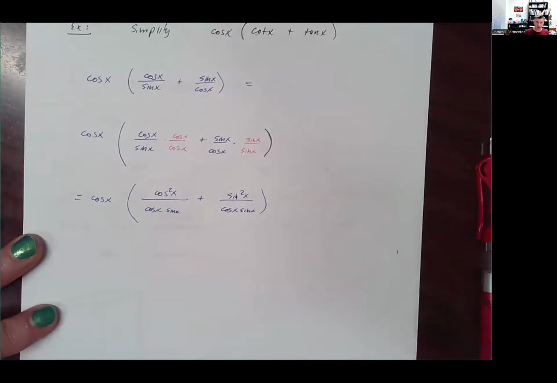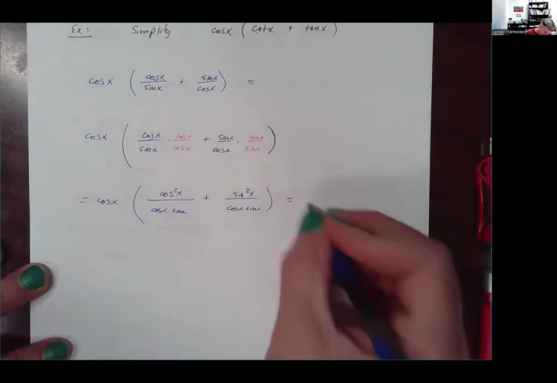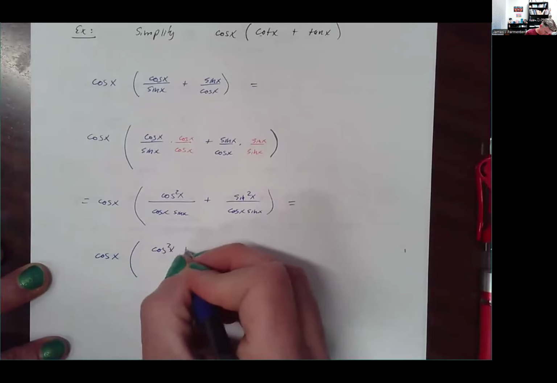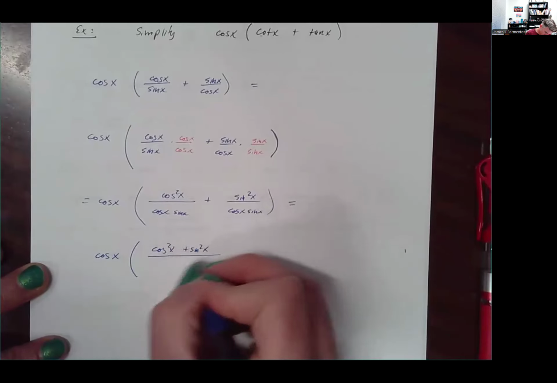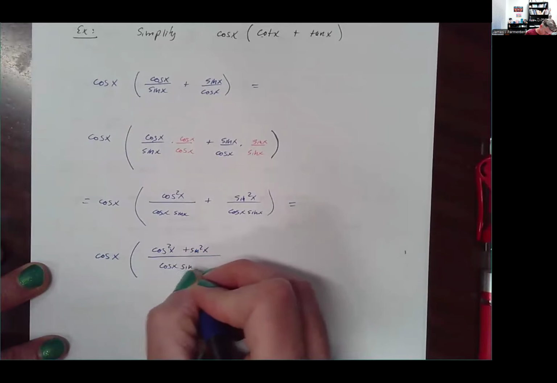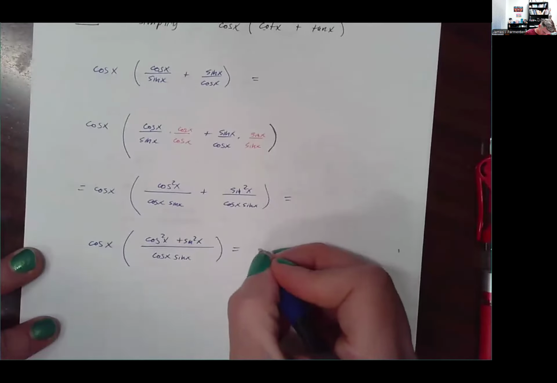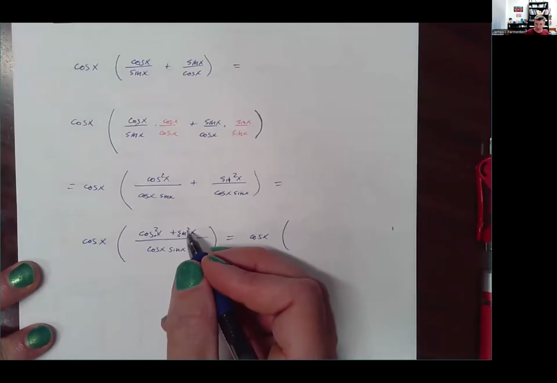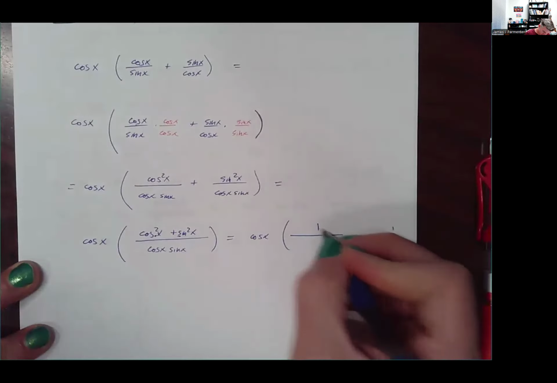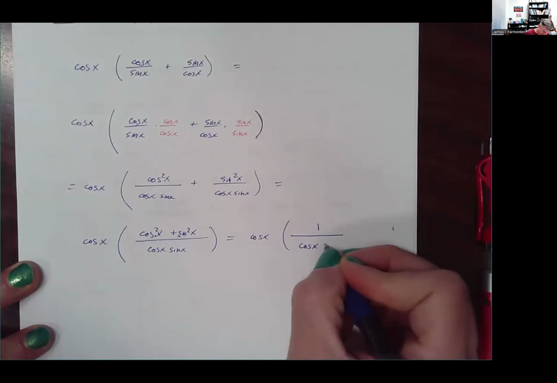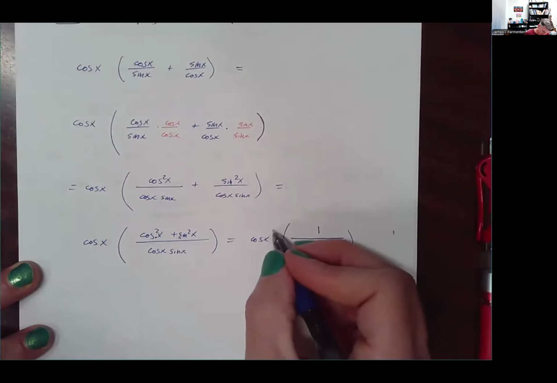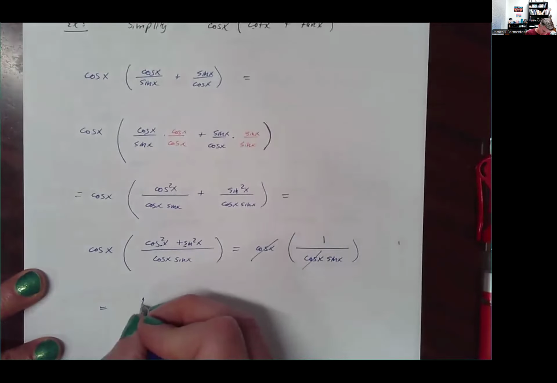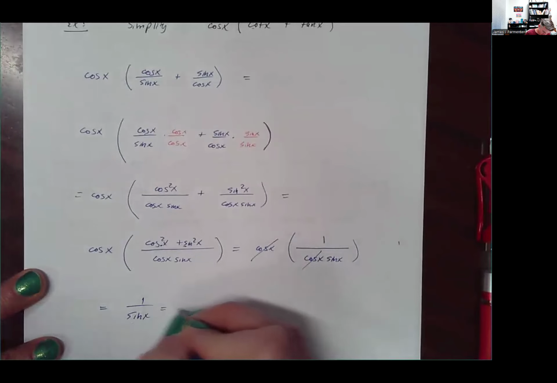But now that there's a common denominator, I can put those together with one fraction. So the cosine x times cosine squared x plus sine squared x all over cosine x times sine of x. But that's really cosine squared x plus sine squared x, our most famous trigonometric identity. That's just equal to 1. The bottom is still cosine x times sine of x. But then we can cancel a cosine here and a cosine here, at least we could have done that a while ago, and get 1 over sine of x, which we should then write as cosecant.